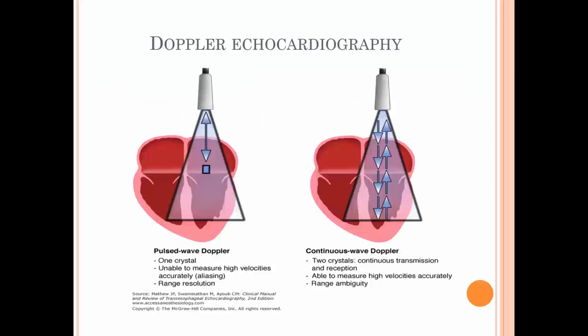Doppler echocardiography has two kinds of waves, the pulsed wave Doppler and the continuous wave Doppler. In the pulsed wave Doppler, we have only one crystal, which transmits and then receives. So it is unable to measure high velocities accurately, because if we exceed the Nyquist limit, which means the level beyond which we cannot receive proper velocities, aliasing happens, turbulence, and we cannot see the proper velocity. On the other hand, in the continuous wave, we have two crystals continuously transmitting and receiving, and hence they are able to measure high velocities accurately.